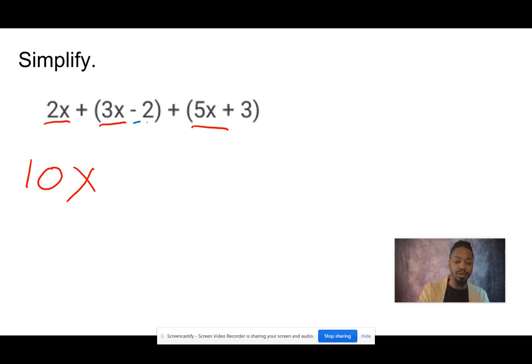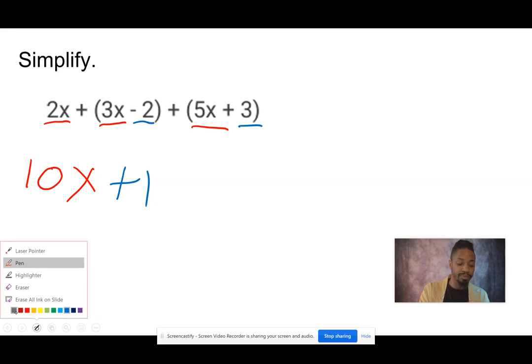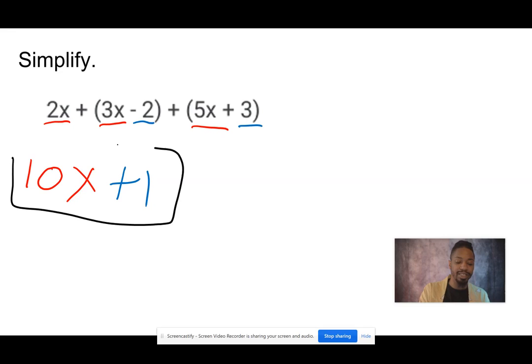We combine those, -2 and 3. We put those together, we get a +1. And that's how we simplify this particular problem. We have 10x plus 1. We gathered our x's, put them together. We gathered our 1's, we put them together. Boom. That's all it is to this one. Let's go on to the next.